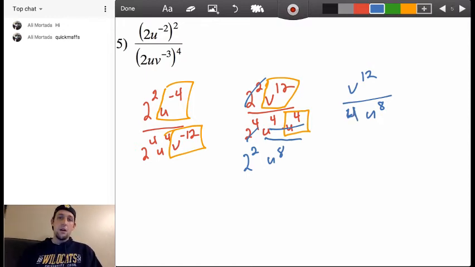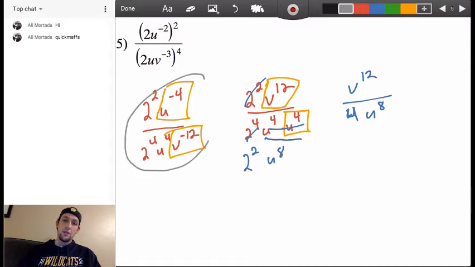Okay. Another way though that you could write it, which would probably be what you'd get if you did just exponent subtraction. Okay, so let's kind of mentally go back over here and just literally do this with exponent subtraction instead. Okay, so on my 2's, I can subtract those exponents. I get 2 to the negative 2. My u's, I can subtract those exponents. I get u to the negative 8.